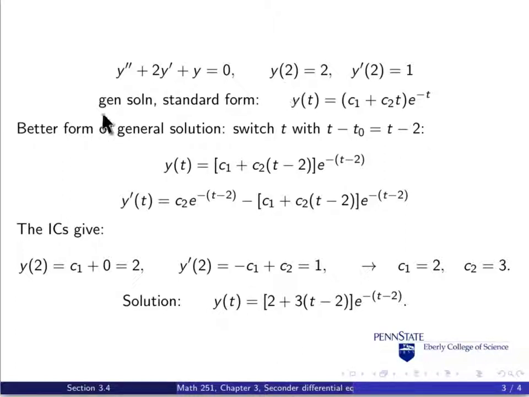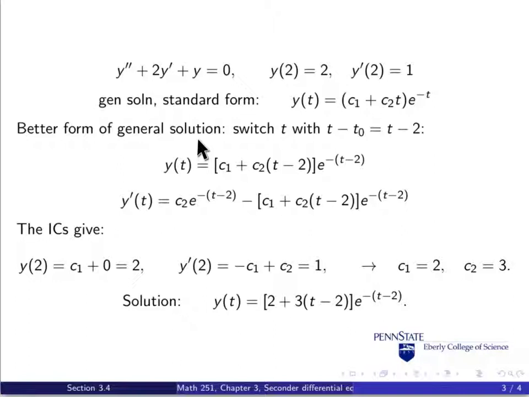Well, one way would be to just plug in the general solution in its standard form, differentiate, plug in the initial conditions, and solve for C1 and C2, expecting some tough computations along the way. That will work, but probably a smarter way is to use a different form of the general solution.